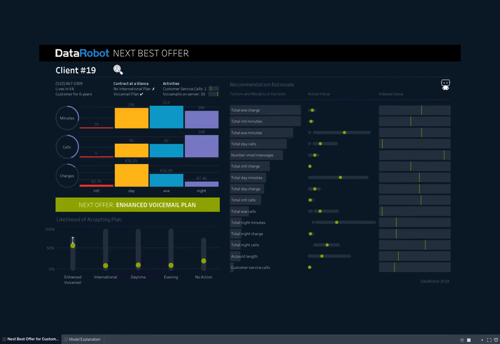Now, if we wanted to, we could even take this a bit further and create a whole new dashboard and go, okay, take all the people who are high in enhanced voicemail and let's produce averages for them on these, if we wanted to take that to the next level.